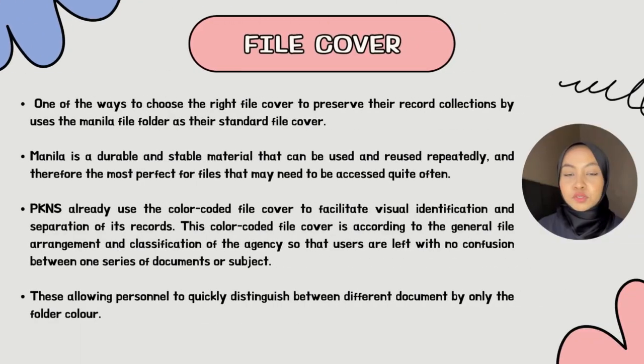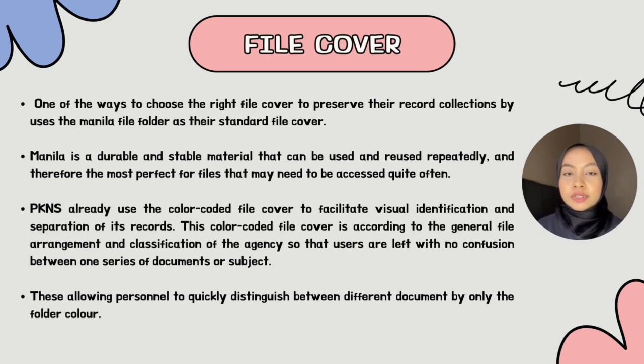One of the ways to choose the right file cover to preserve the record collection is by using the Manila file folder as the standard file cover. Manila is a durable and stable material that can be used and reused repeatedly, and therefore is the most suitable for files that may need to be accessed quite often.